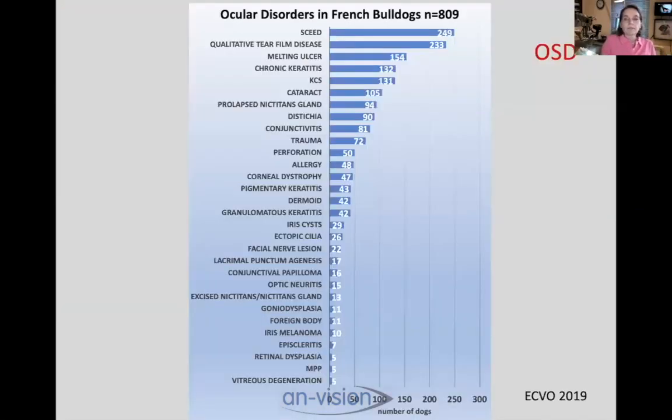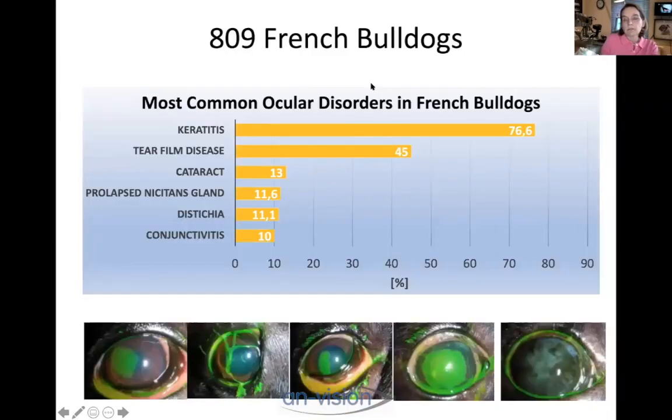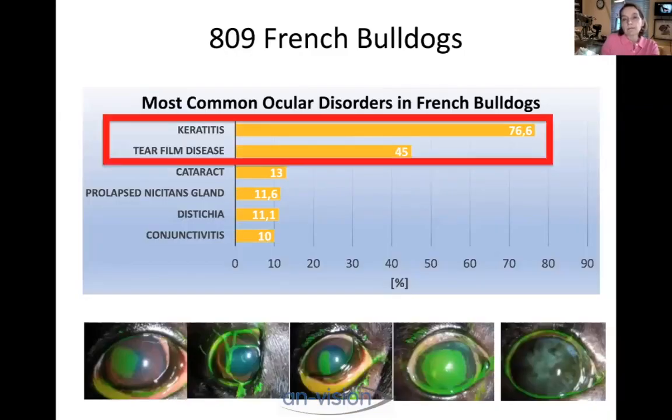And I had this poster at ECO last year, just to make you aware of how important ocular surface disease is, and to give you some numbers. The most common diseases that we saw in these roughly 800 dogs that we reviewed were ocular surface diseases. So it is important to look at the ocular surface, with keratitis and tear film disease being the most common ones.